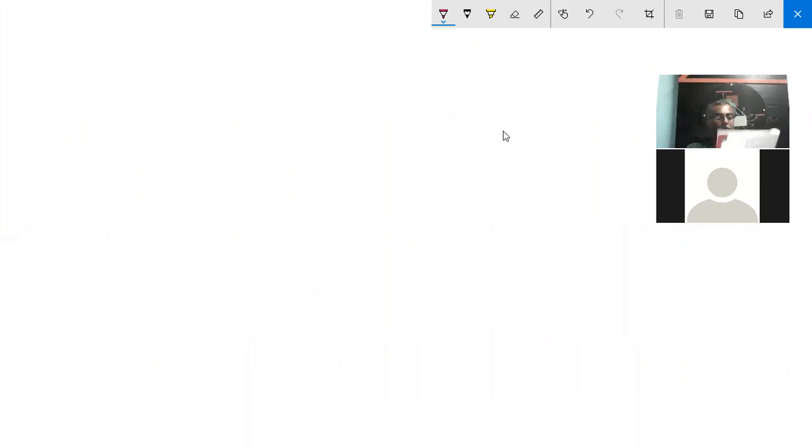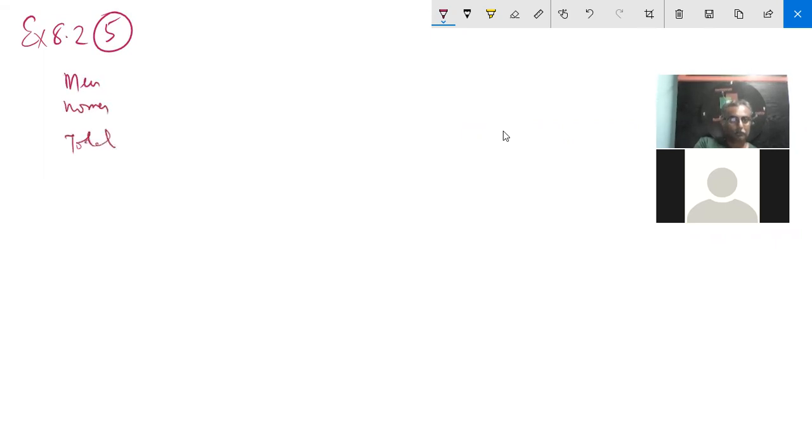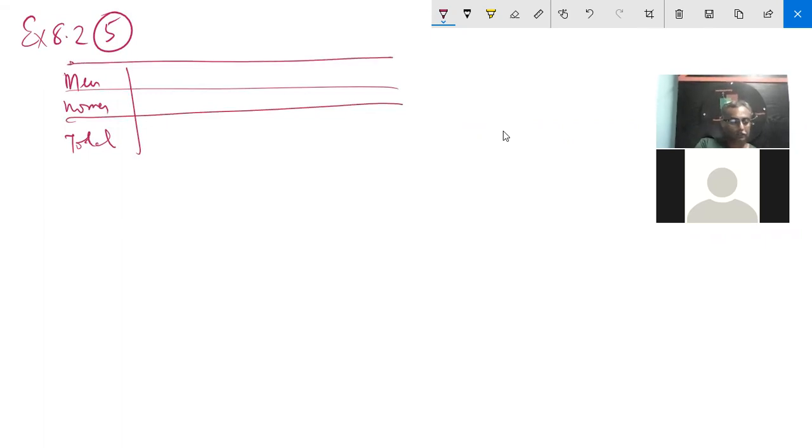Now, exercise 8.2 sum. Suppose one person is selected at random from a group of 100 persons who are given in the following table. Now he is given men, women, total. Then this side is giving psychologist, then socialist.